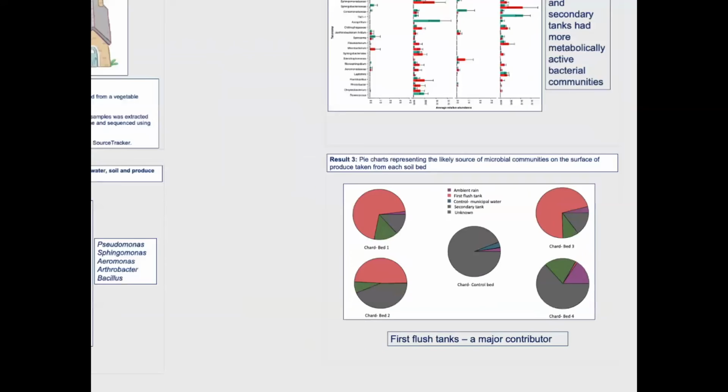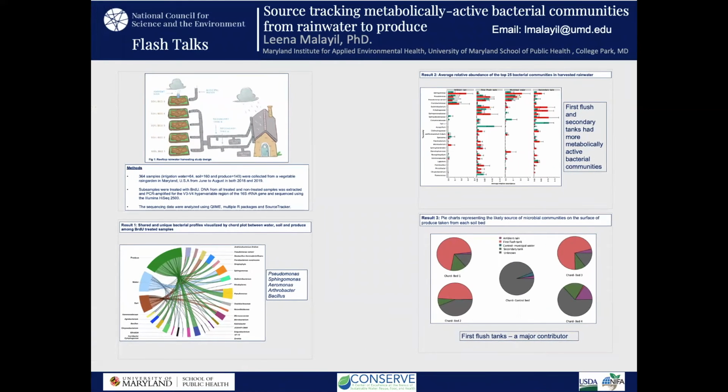To sum up my study, we found diverse metabolically active bacterial communities shared between the different sample types. And next, we found that the first flush tanks and the secondary tanks were the major contributors to the bacterial community of the irrigated produce.